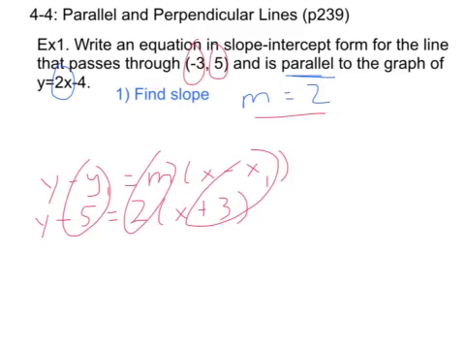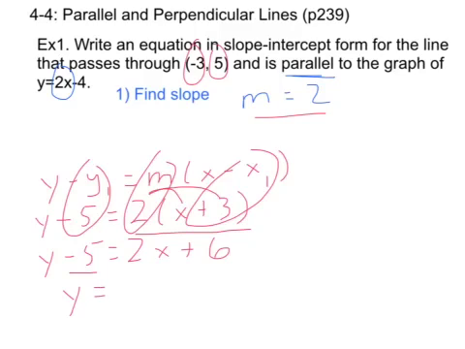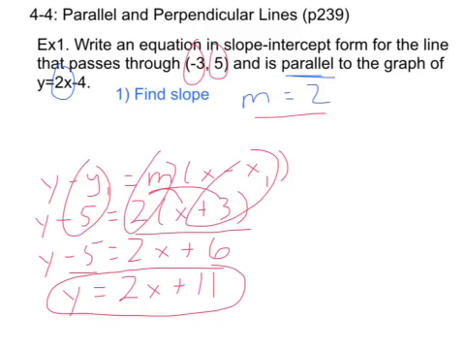So I need to do some algebra here. I've got y minus 5, so I'm going to distribute this 2 through here. I'm going to keep y minus 5 equals 2x plus 6, because I multiply 2 times x and 2 times 3. And now I need to add 5 to both sides to get rid of this negative 5 over here. So I've got y equals 2x, adding 5, I get plus 11. This is my answer. y equals 2x plus 11.